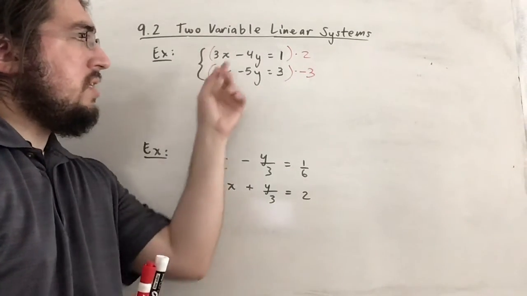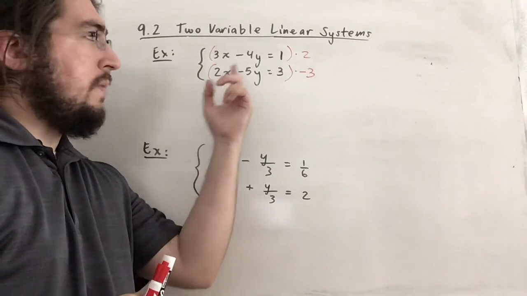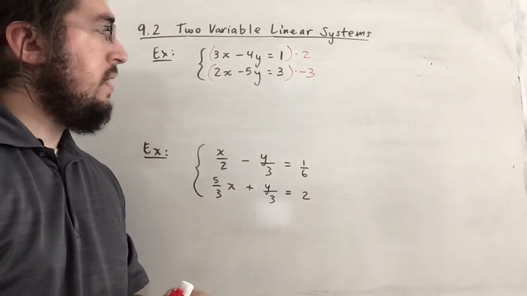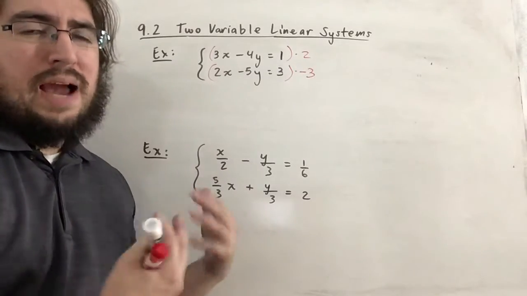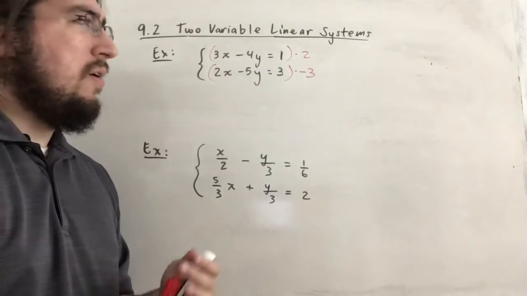Now in this case, 3, 2, and 4 and 5 respectively have nothing in common. So 3 and 2 have nothing in common, 4 and 5 individually have nothing in common. So with that being said, we have to basically just multiply the equations by the other one.